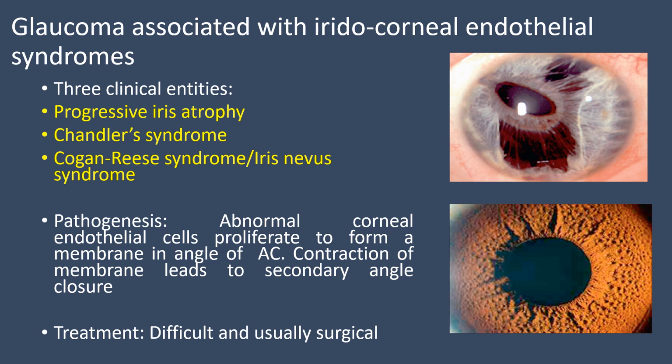iris thinning does not occur. The pathogenesis is that abnormal corneal endothelial cells proliferate to form a membrane in the angle of the anterior chamber. The contraction of this membrane leads to secondary angle closure glaucoma. The treatment is generally difficult in these cases and is usually surgical.